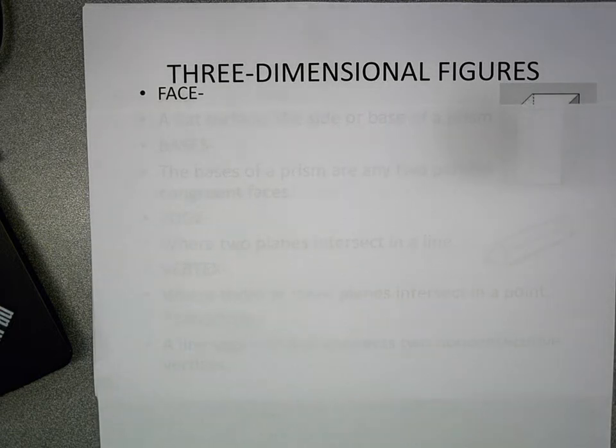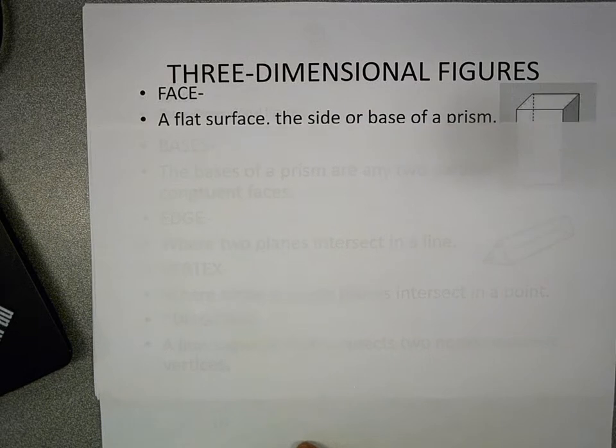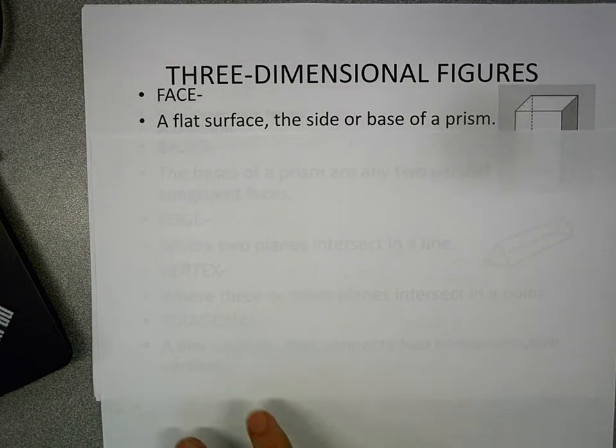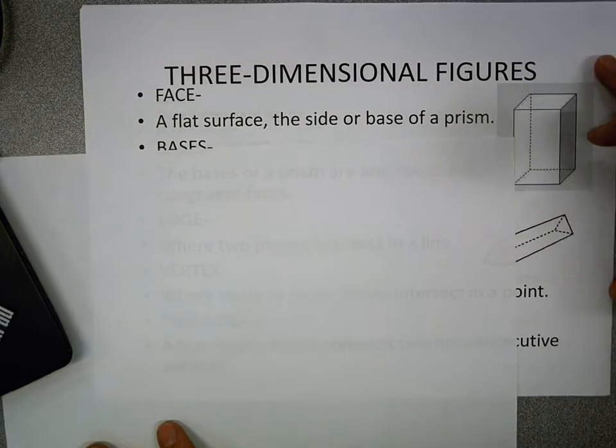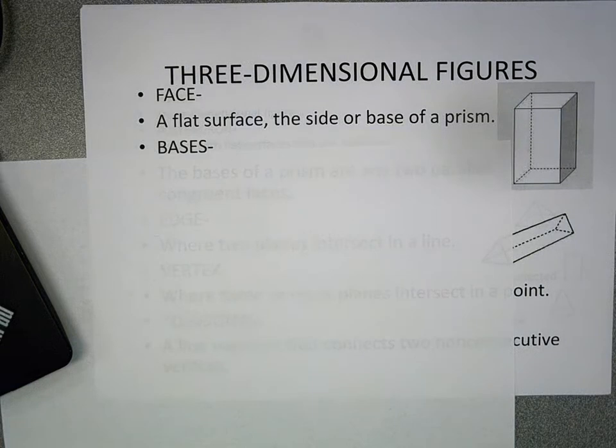Our very first word is face. Everyone? Face. All right, this isn't like the thing that's in the front of your head. This is a flat surface. It's the side or base of a prism. So if you have a prism, for example, that prism right there is a rectangular prism. A face is basically each of the sides.